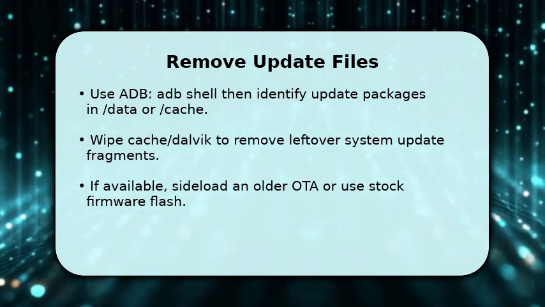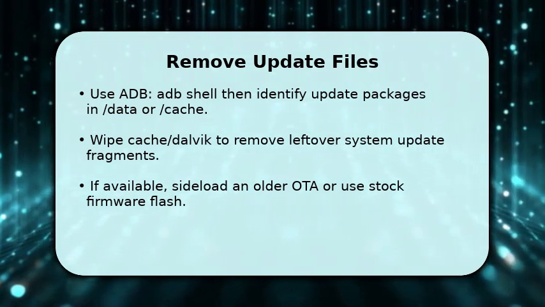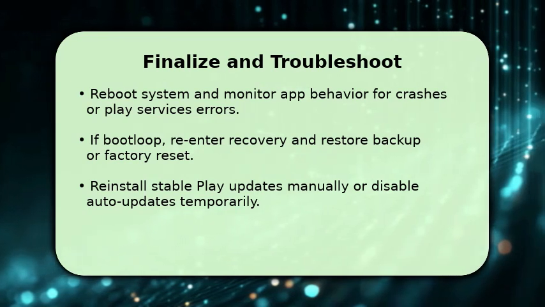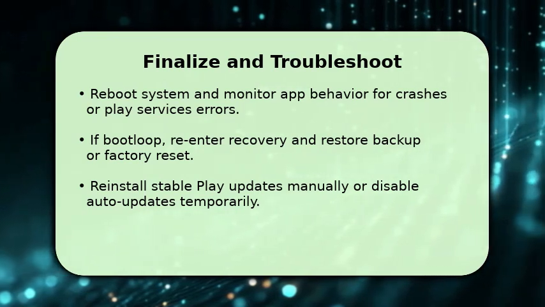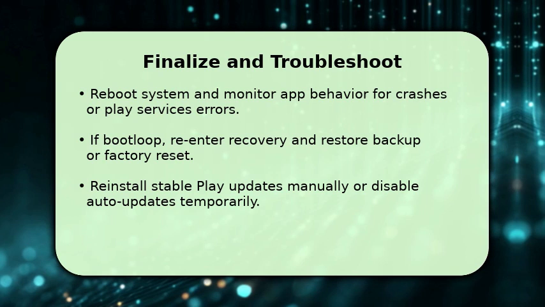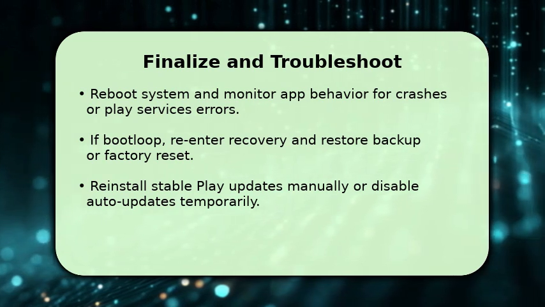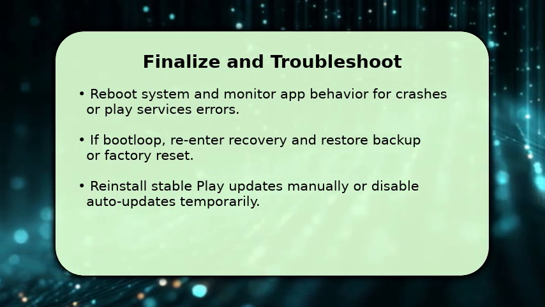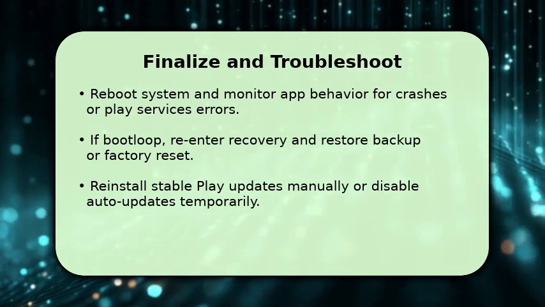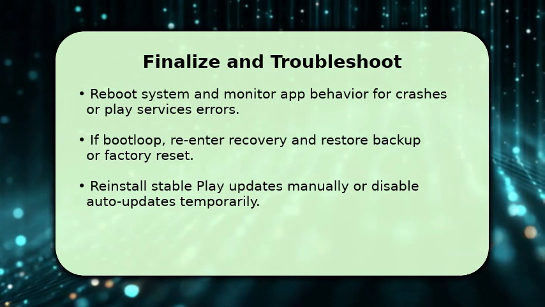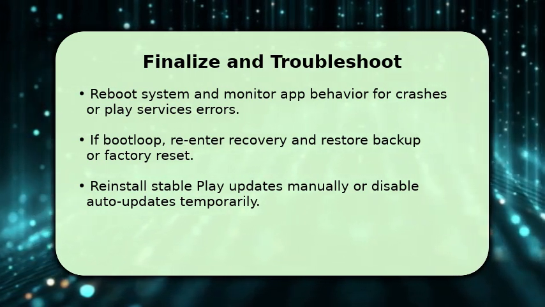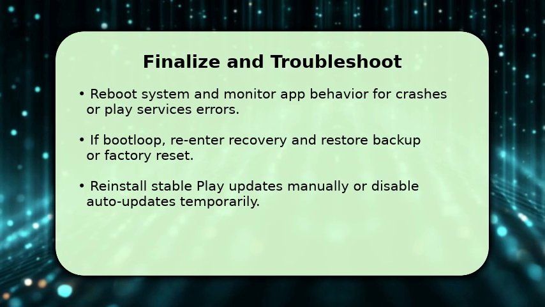You finish by rebooting and verifying system stability. Watch for Play services errors and app crashes, and make sure core apps operate normally. If you encounter a boot loop or severe instability, promptly return to recovery to restore from your backup or perform a factory reset. That reverses risky changes. Make sure to reinstall a stable Google Play update manually or disable automatic updates to prevent immediate reinstallation. One key troubleshooting tip: if crashes persist, clear app data for Google.